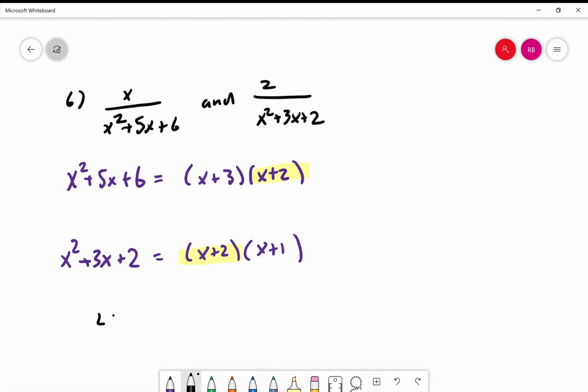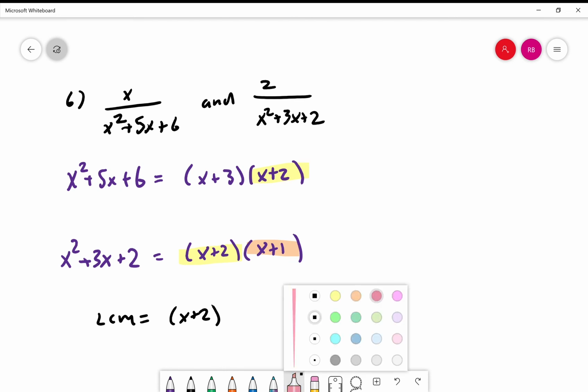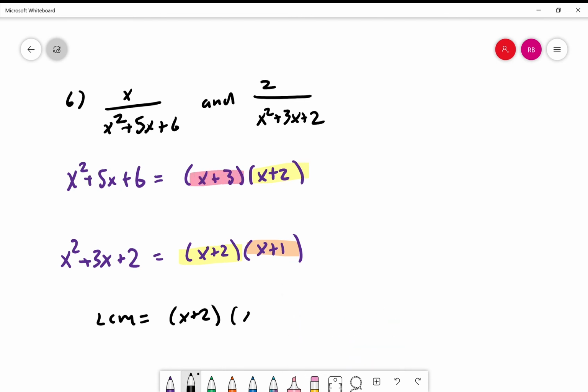So our LCM, x plus 2. And then also write out your remaining factors. So we have x plus 1 and x plus 3. So our LCM is x plus 2 times x plus 1 times x plus 3.